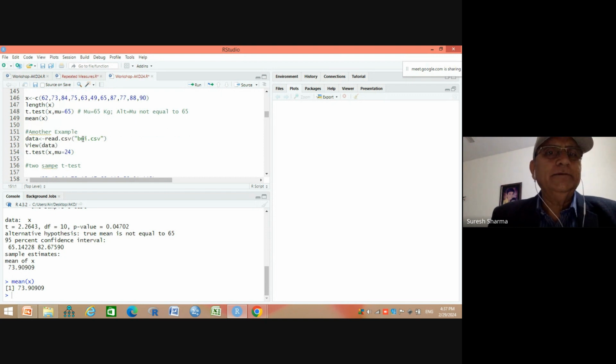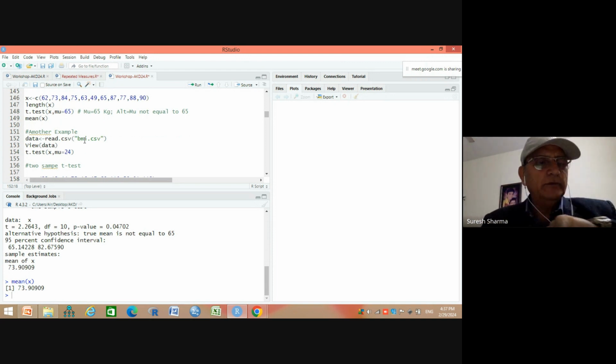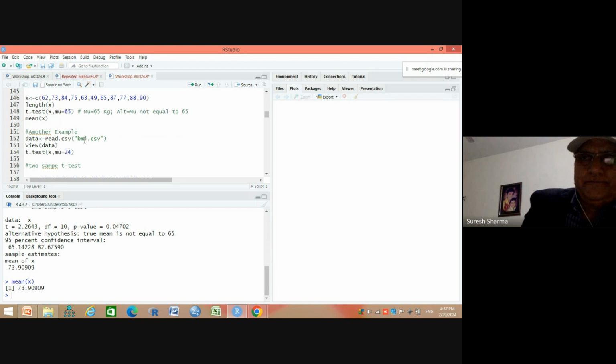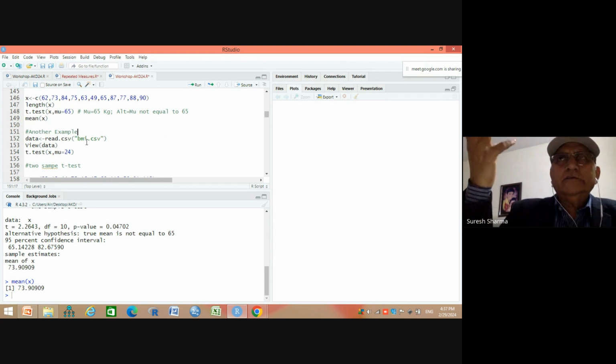Okay, here is another example of a simple t-test. Let me show you the data. This is relating to BMI. There was a population and the weight of the people was increasing, right? It should be another example. Now, the idea struck someone's mind that let's check their BMI.